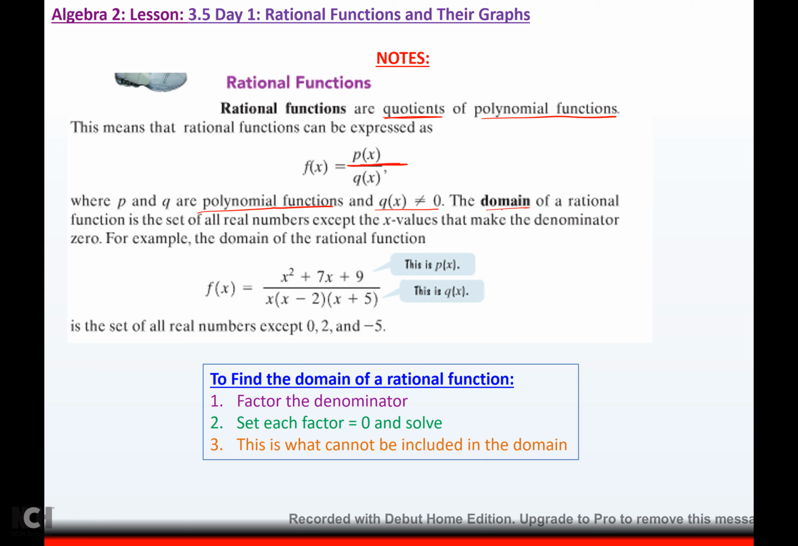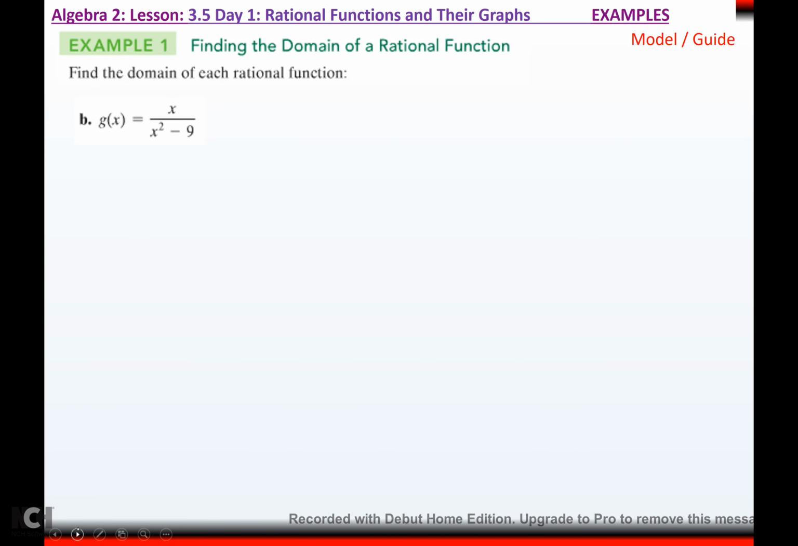So, to find the domain of a rational function, we have already done this. We say, Mr. Denominator, you can never equal 0. And that will help us find our domain. All right, so it says find the domain of each rational function. So what you do is you say, Mr. Denominator, you may never equal 0, and solve it. Add 9. X squared equals 9. Square root. X can never equal plus or minus 3.